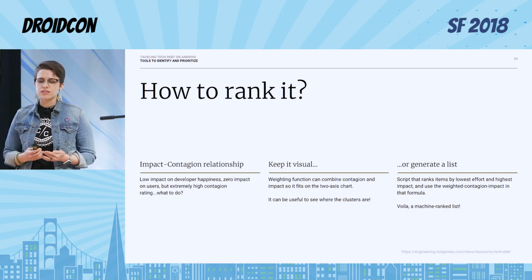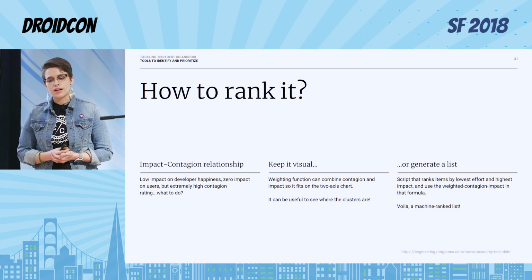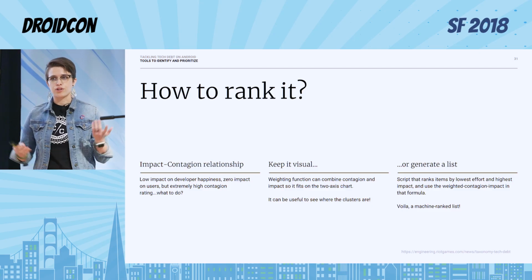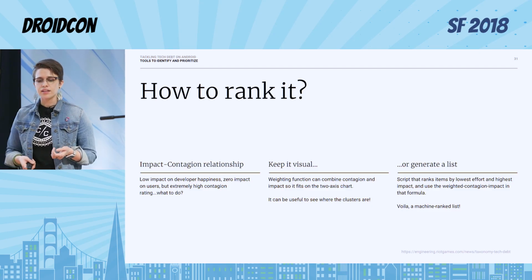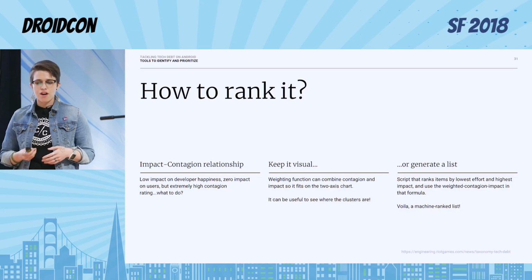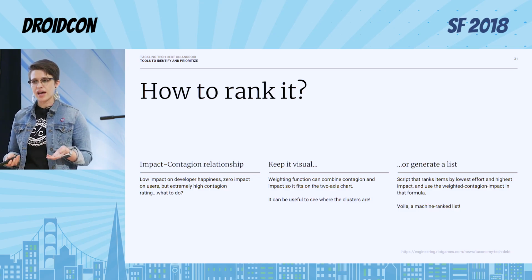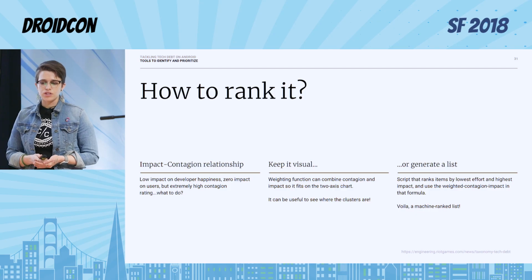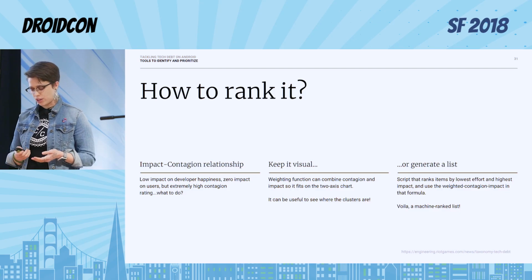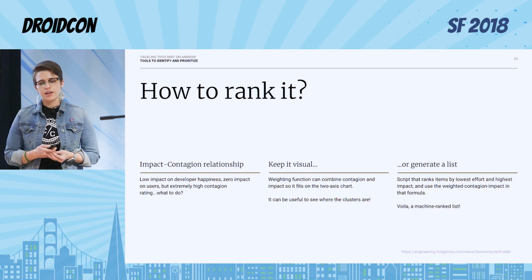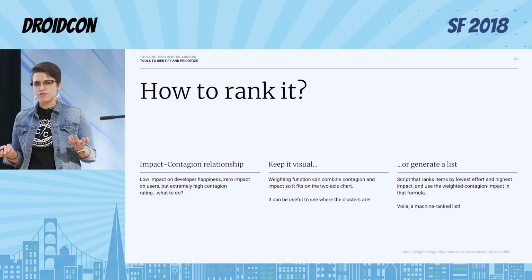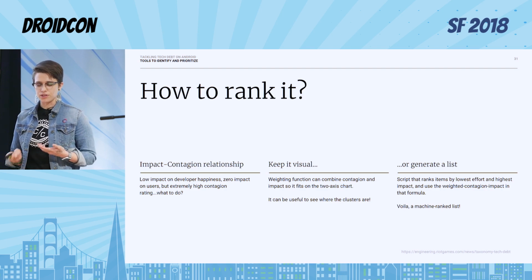When you're ranking it against all these other pieces of tech debt that you have, you can try to keep it visual. So if your team would prefer just having that 2-axis chart, you can make a weighting function after you rank everything by contagion and impact. You can combine them and then put that up on the chart. Or you can just have a list that's generated, just plug in your effort, impact, and contagion values, and then you have your machine-ranked list. But what do you do now that you have this list of items with their rankings?